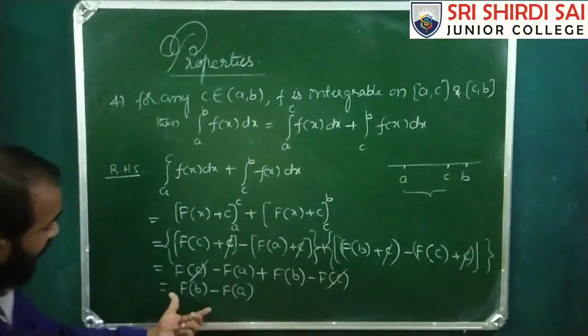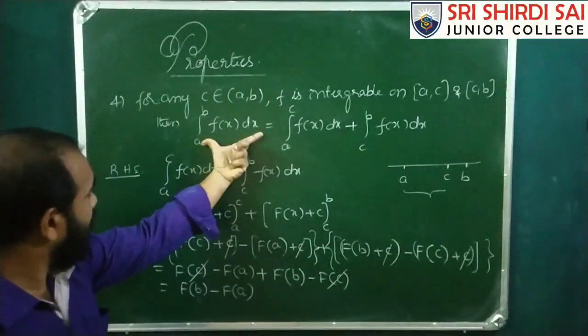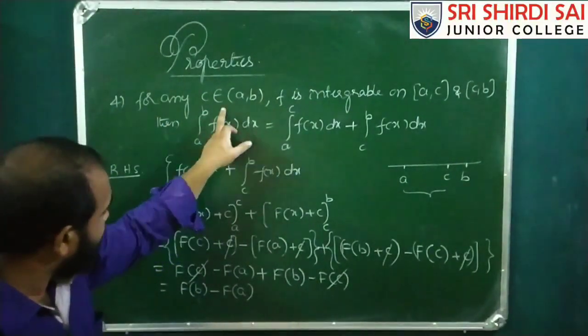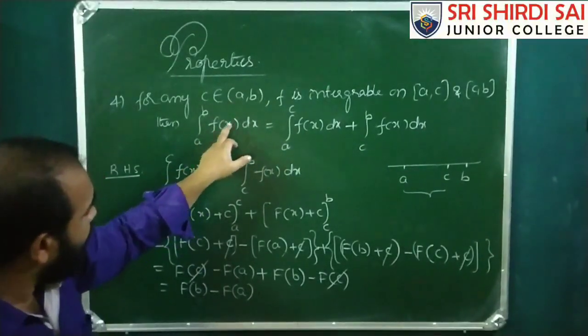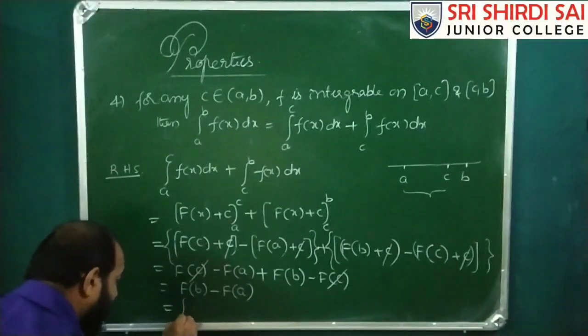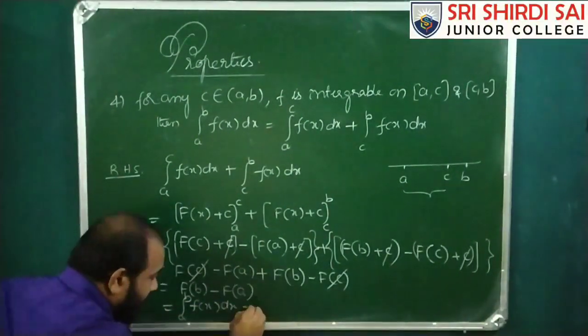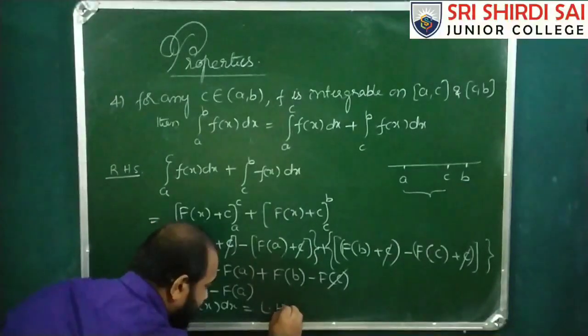So what is this, F of b minus F of a? Integral a to b f of x dx is what? Capital F of x plus c, substitute upper limit minus lower limit, this is what we are going to get. That means this is integral a to b f of x dx, and this is our LHS.